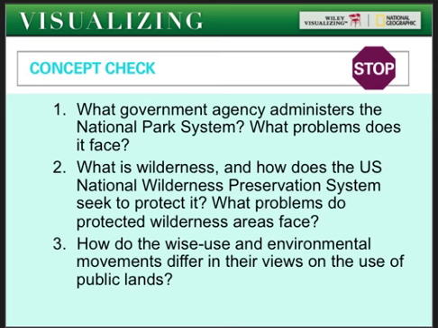Those who wish to preserve the resources on federally owned lands include members of Earth First. They fall under the category of environmental movement, which believes that the primary purpose of public land is to protect biological diversity and ecosystem integrity. And as I mentioned, Earth First and Greenpeace would fall into those categories.